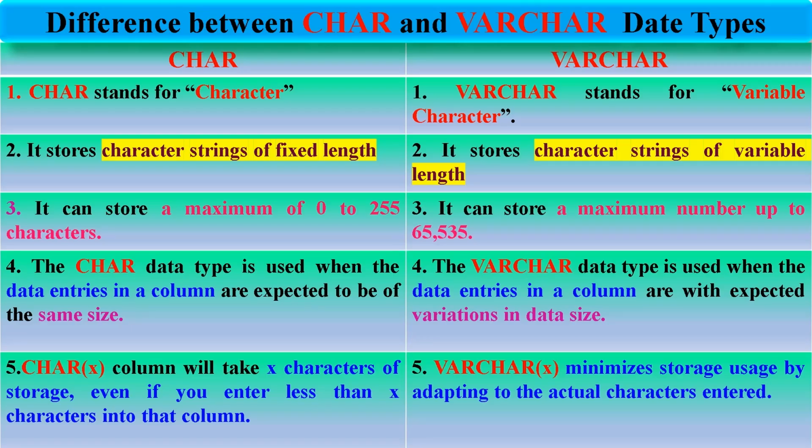Whereas varchar of x minimizes storage usage by adapting to the actual characters entered. Varchar of 10 column and you enter the value hello. Hello contains 5 characters. Hello will occupy 5 bytes in storage, exactly matching the length of the text provided. This demonstrates how varchar efficiently uses storage by adapting to the actual characters entered, without adding unnecessary padding or wasted space.